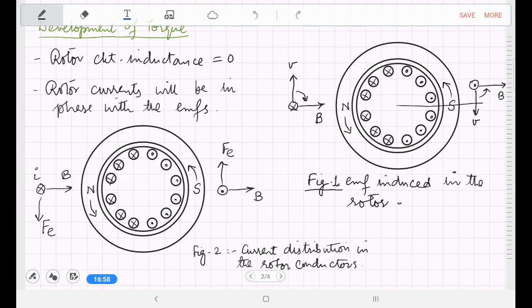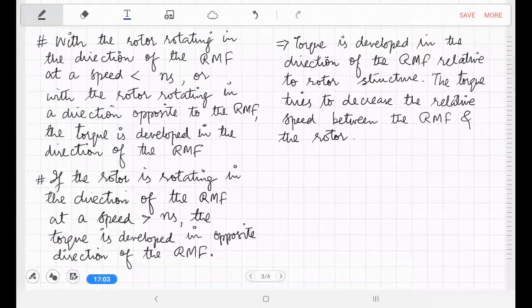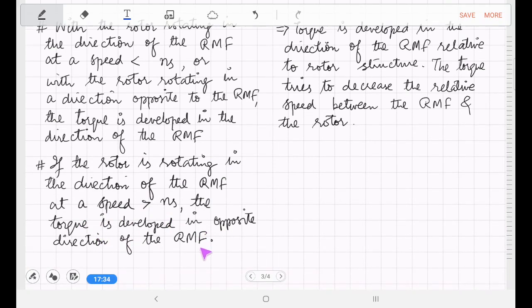So let's note down the conclusions that can be made. We see that with the rotor rotating in the direction of the rotating magnetic field at a speed less than synchronous speed, or with the rotor rotating in the direction opposite to the rotating magnetic field, the torque is developed in the direction of the rotating magnetic field. And if the rotor is rotating in the direction of the rotating magnetic field at a speed greater than synchronous speed, the torque is developed in the opposite direction of the rotating magnetic field.